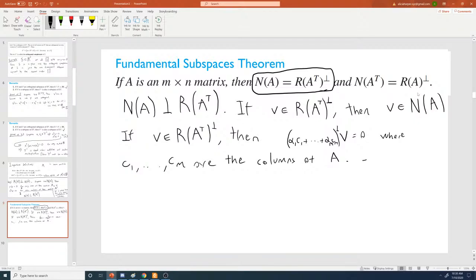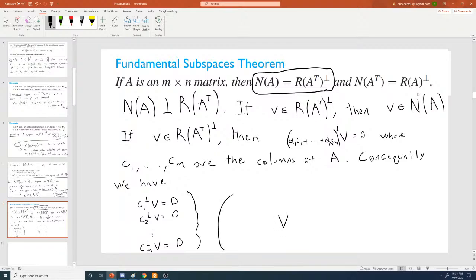Consequently, because this is true for any choice of alpha, we have C1 transpose times V is equal to 0, C2 transpose times V is equal to 0, and so on, up to Cm transpose times V is equal to 0. And these imply that V is multiplied by the following matrix: the first row is going to be C1 transpose, the second row is going to be C2 transpose, etc.